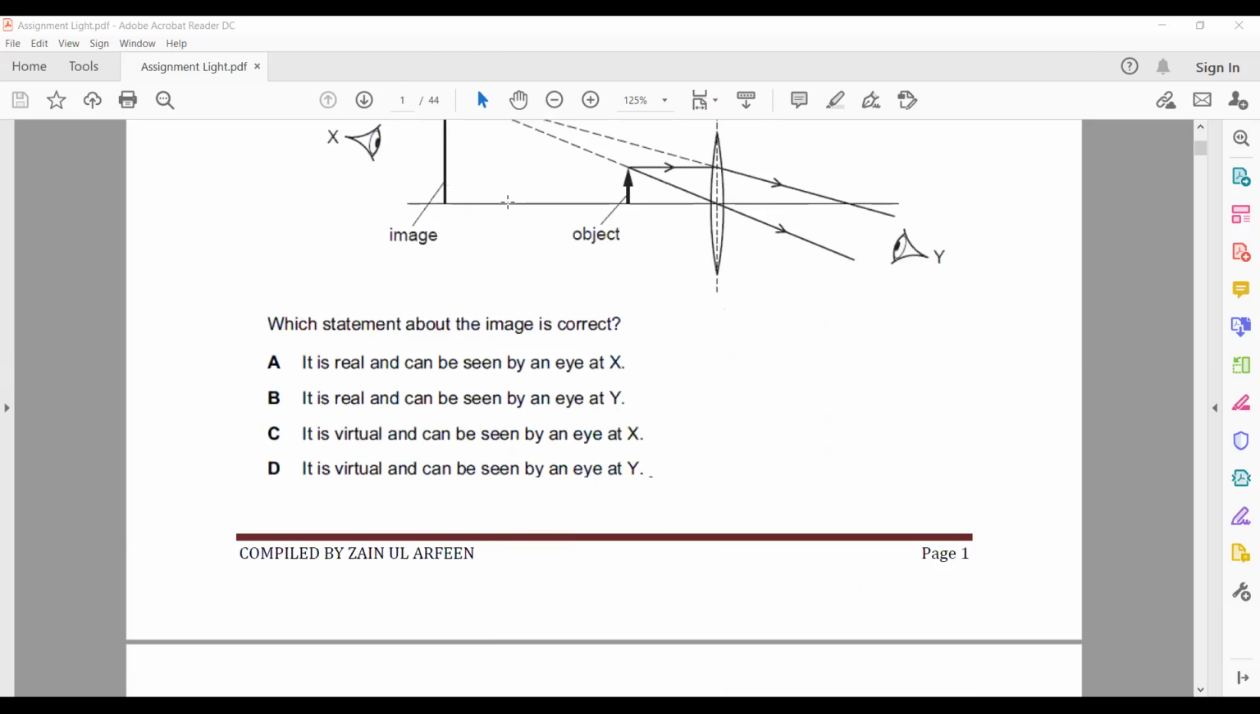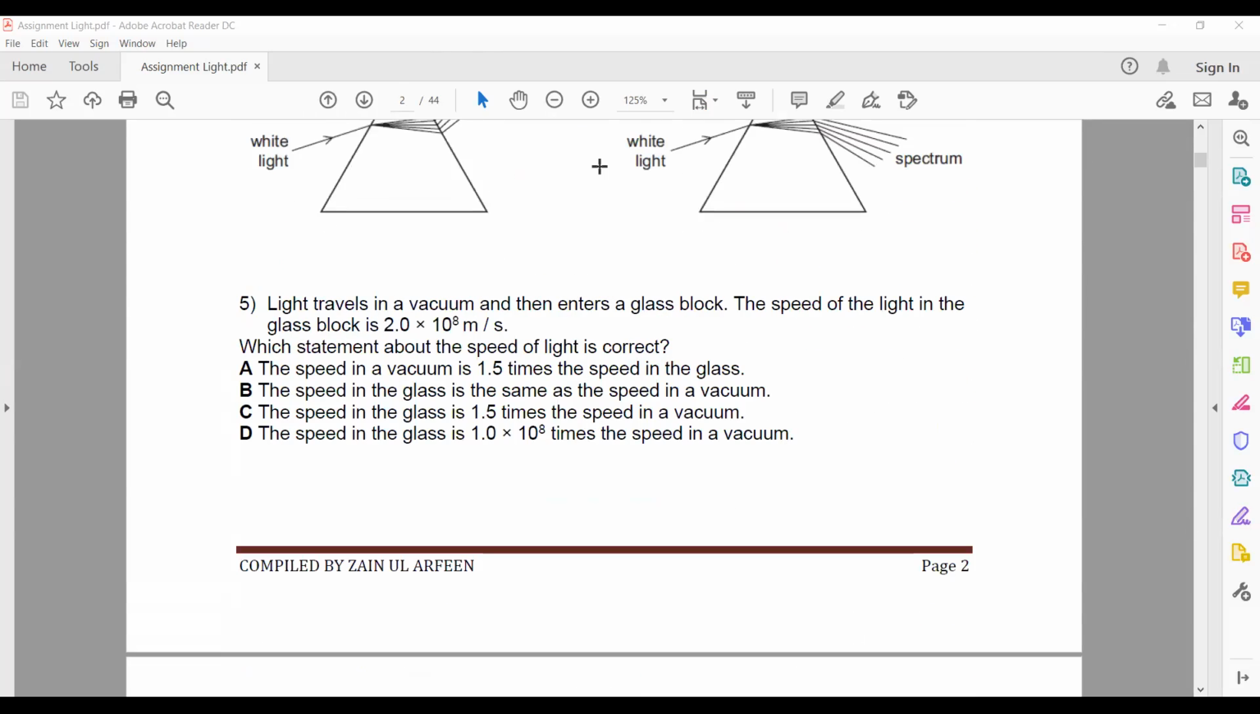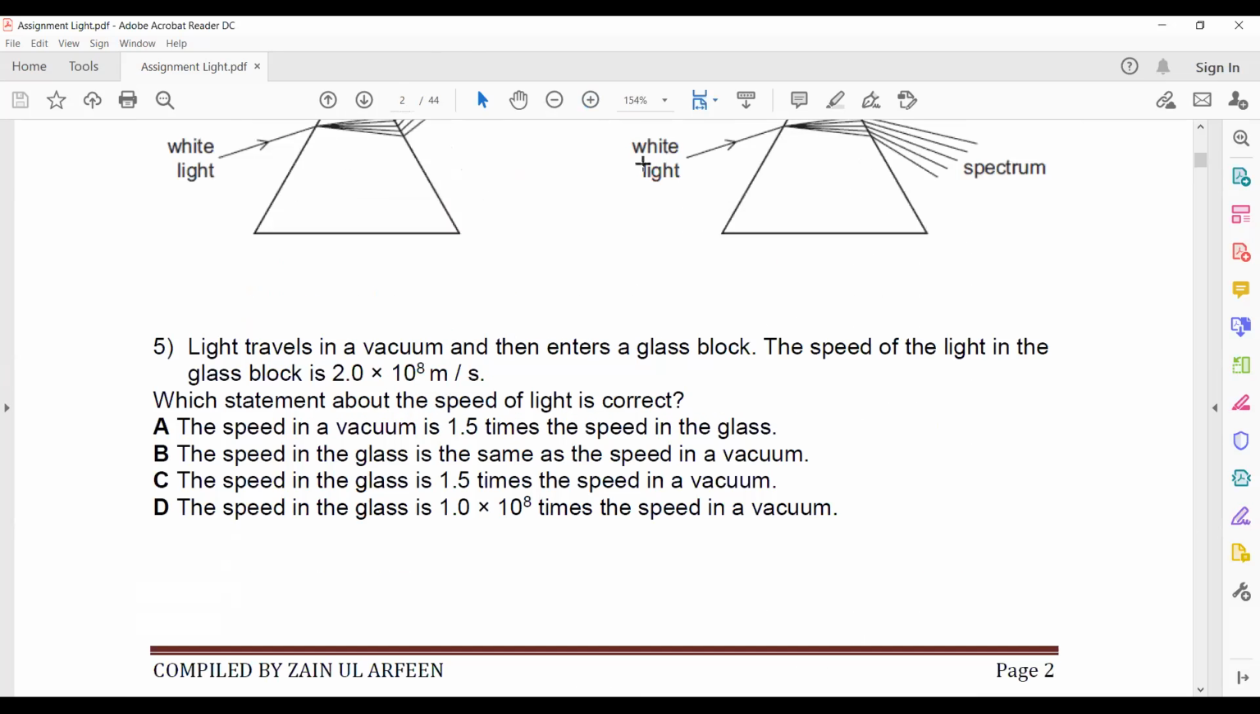Another question. What's the answer for question 5?